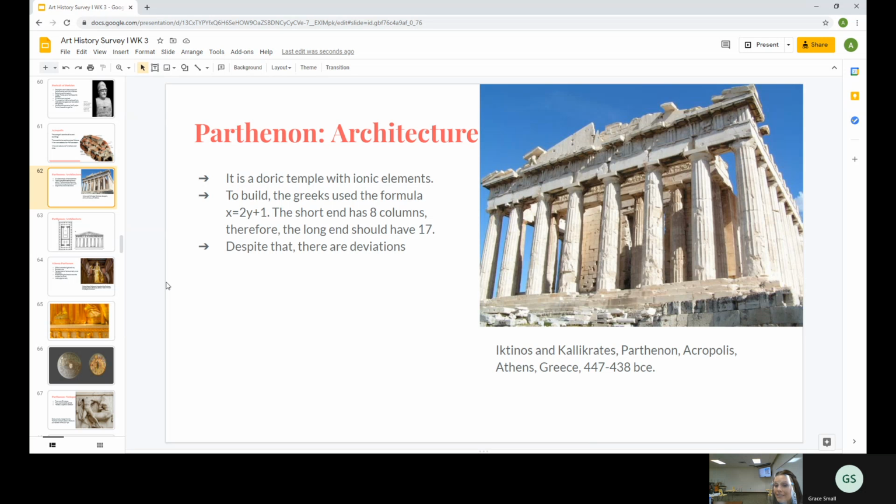So your short end on this particular temple has 8 columns, therefore 2 times 8 plus 1 equals 17. That means your long end should have 17. And the rest of the temple pretty much follows that, except there are some slight deviations because life.